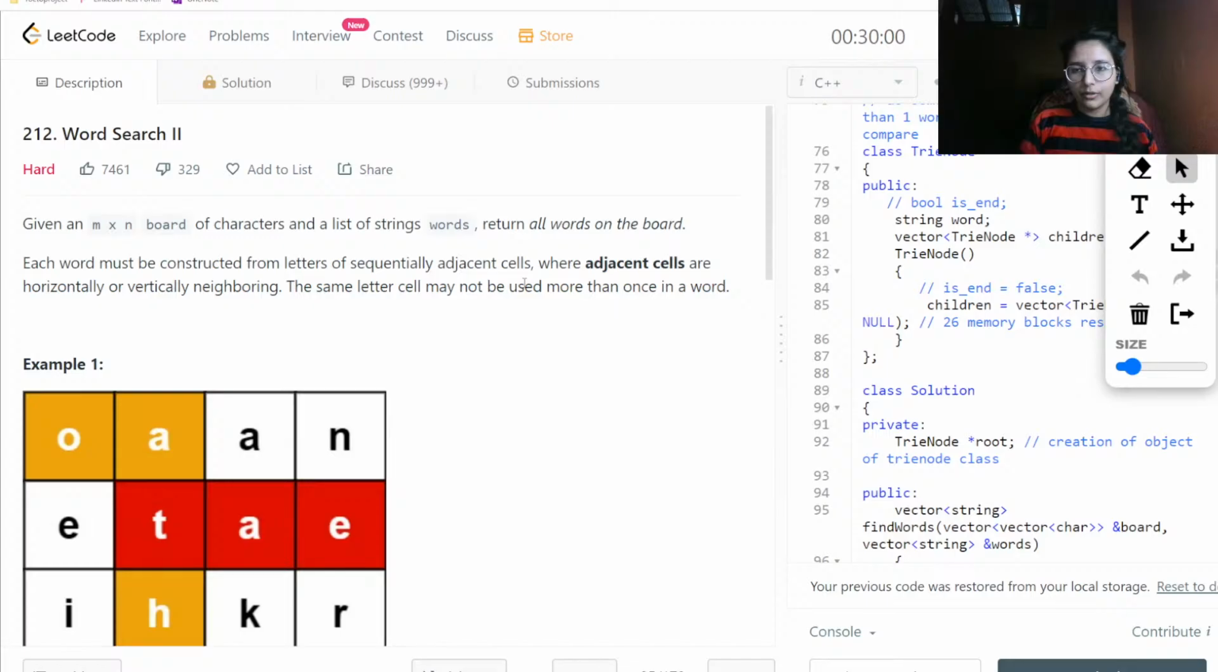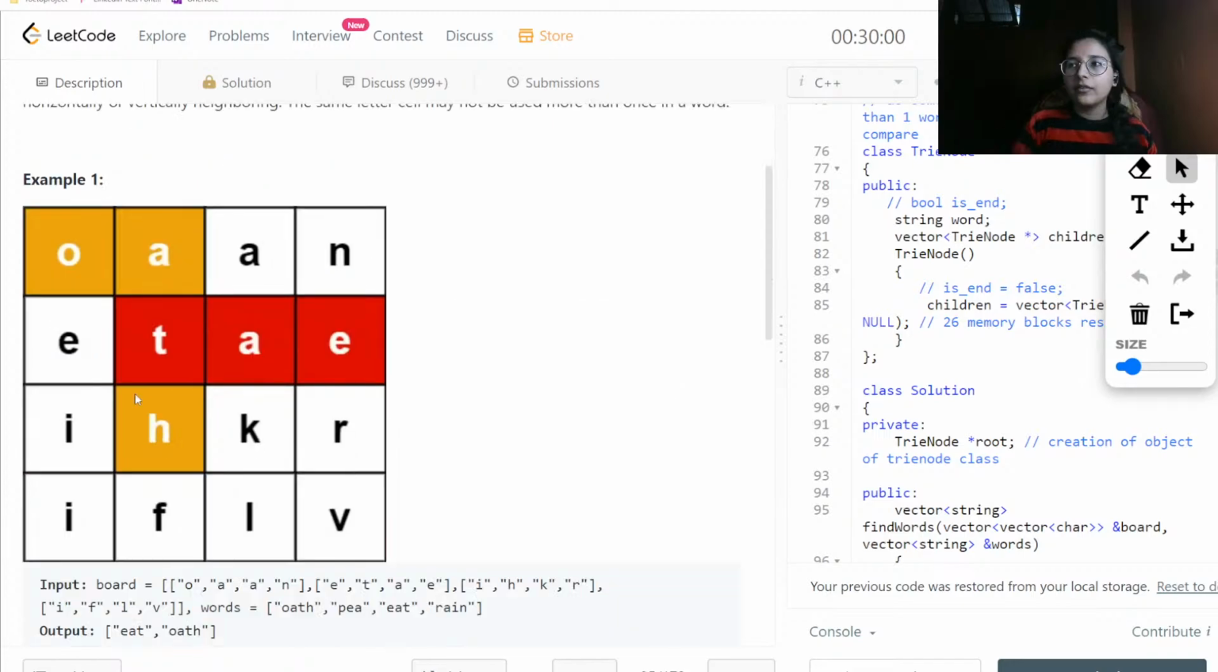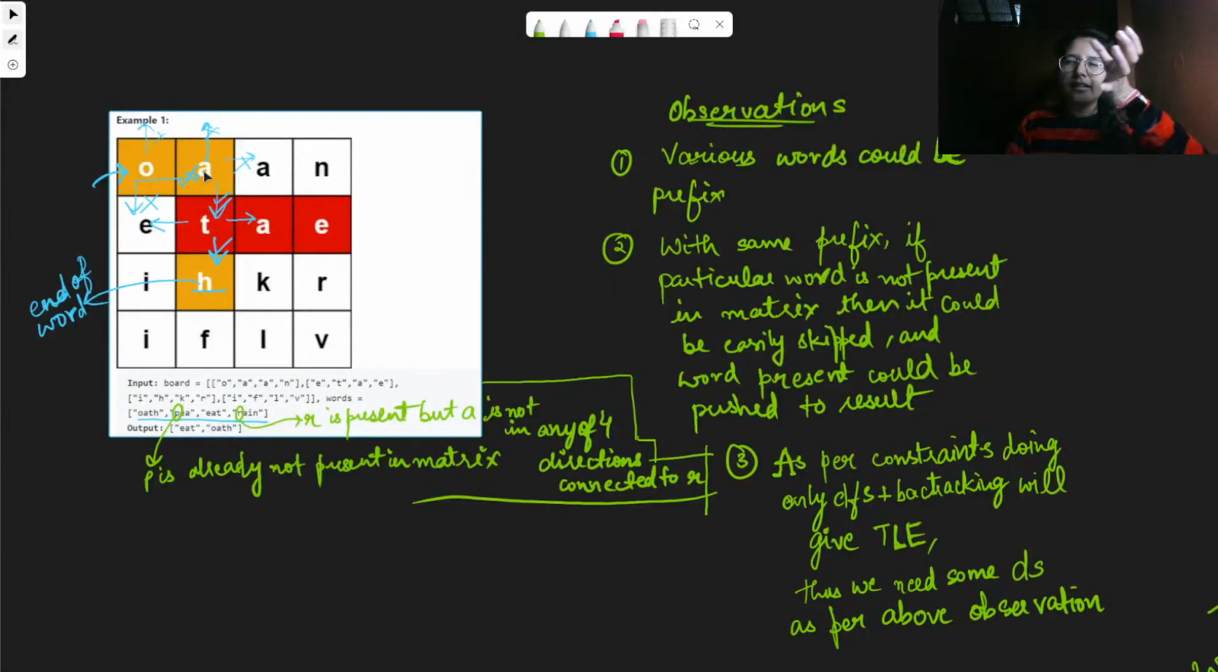Part. So here, given an m cross n board with the words which are being given to us. So here we are given this matrix, right? We have to find the words, which is not a substring but the right word, which is present in our matrix. So that's the thing which we are going to do in this particular problem.